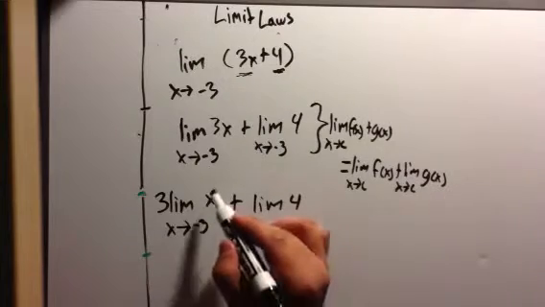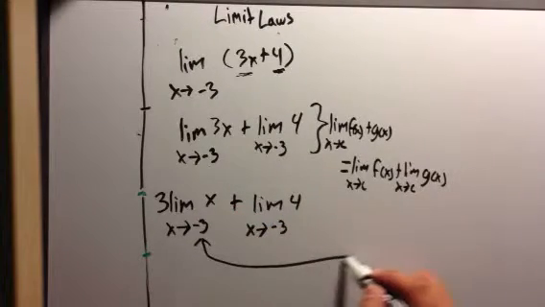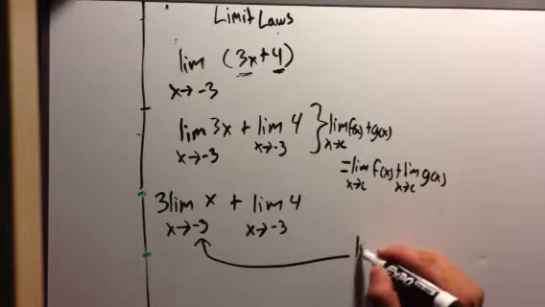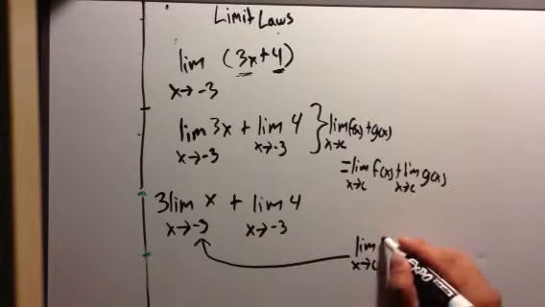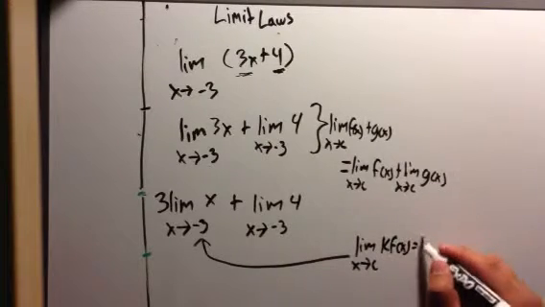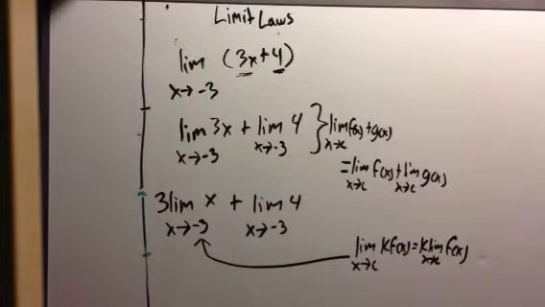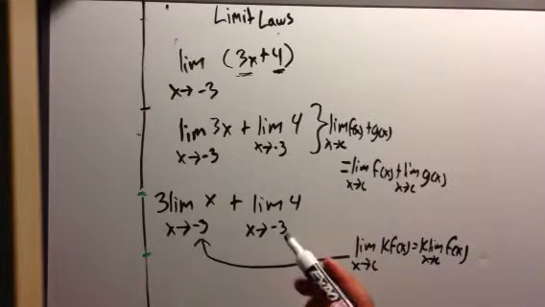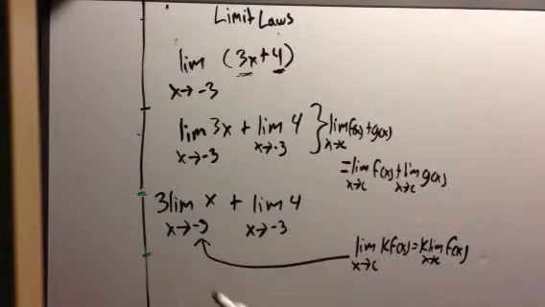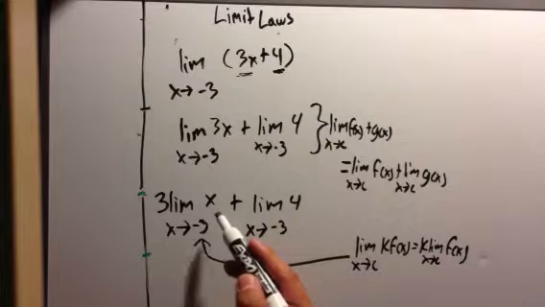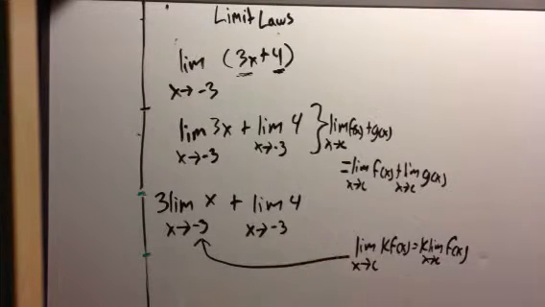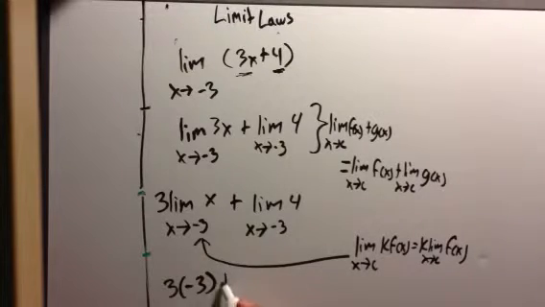So for this one, we'll just bring this out here. You just use the limit as x goes to c of some constant k times f of x is equal to k times the limit as x goes to c of f of x. And so now, just using what we know, what's the limit as x goes to -3 of x? Well, we know that because we know our limit laws. So it's going to be 3 times -3 plus 4.